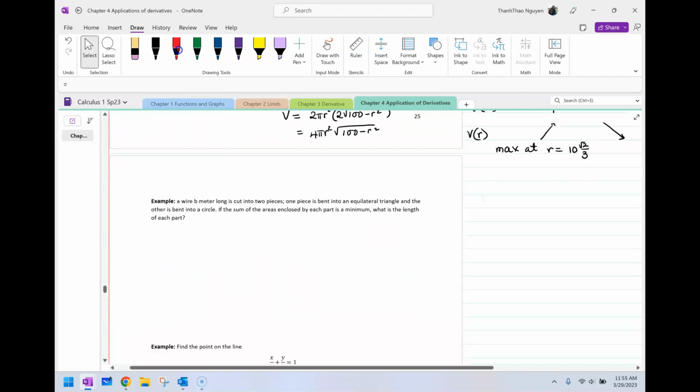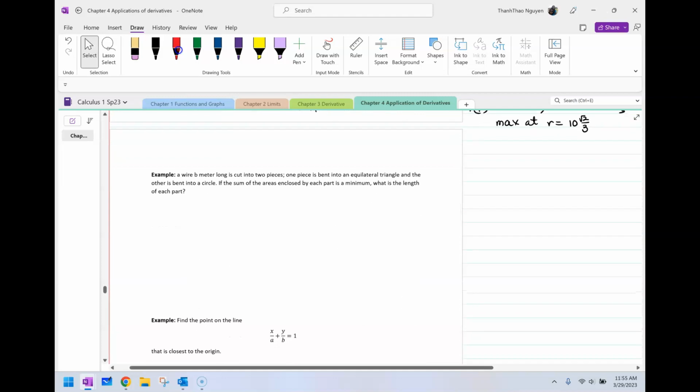In the next problem, a wire B meters long is cut into two pieces. One piece is bent into an equilateral triangle and the other is bent into a circle. If the sum of the areas enclosed by each part is the minimum, what is the length of each part?